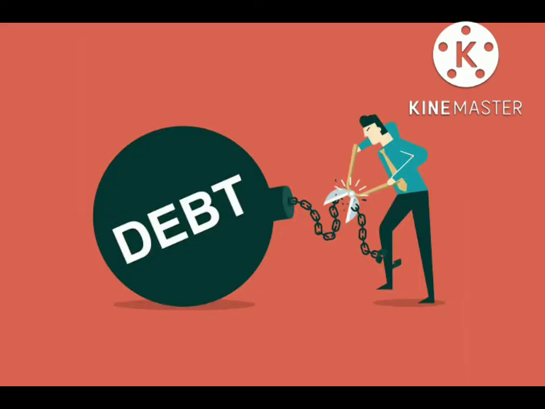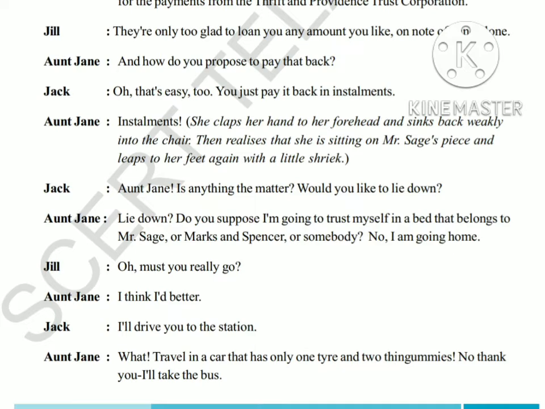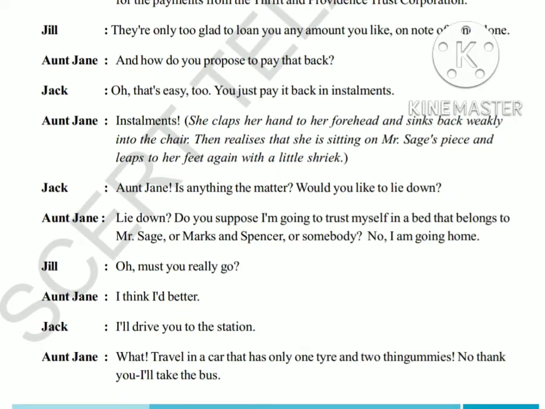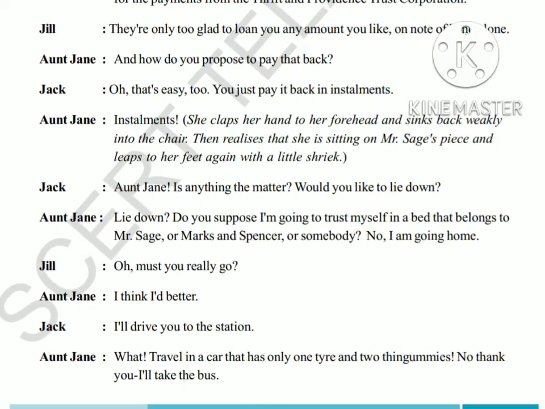Aunt Jane: Lie down? Do you suppose I am going to trust myself in a bed that belongs to Mr. Sage or Marks and Spencer or somebody? No, I am going home.